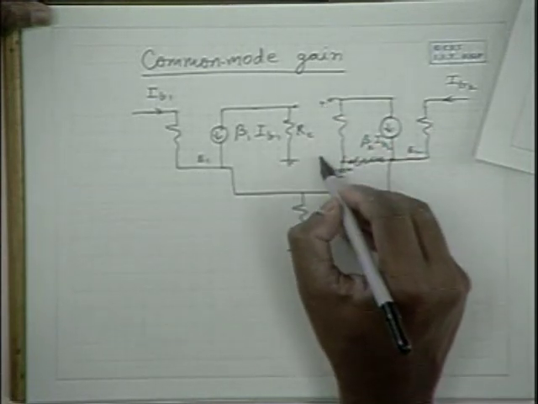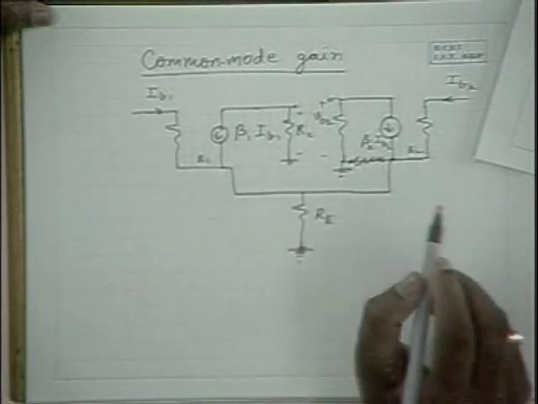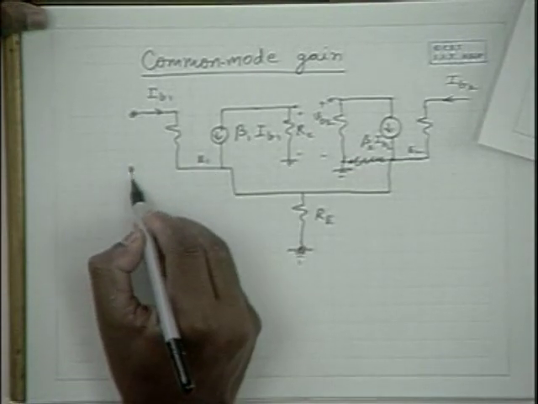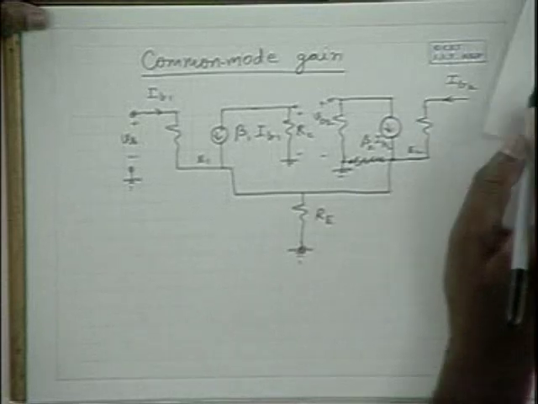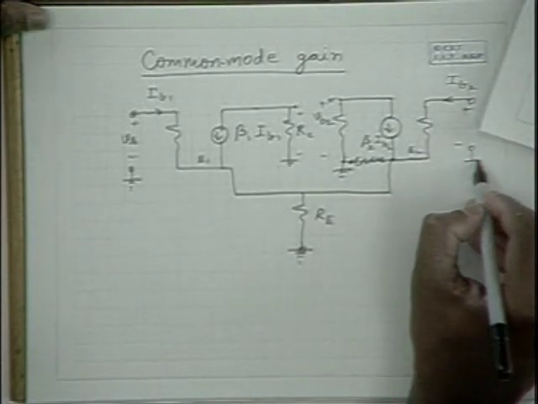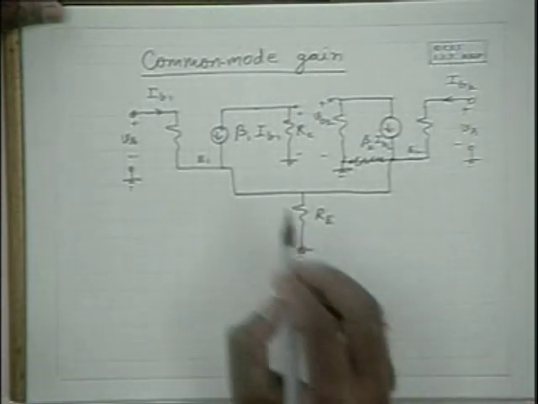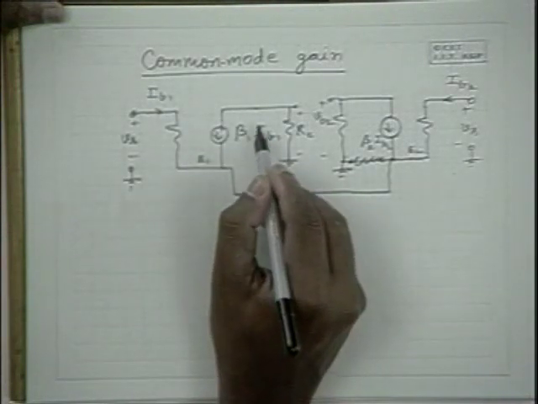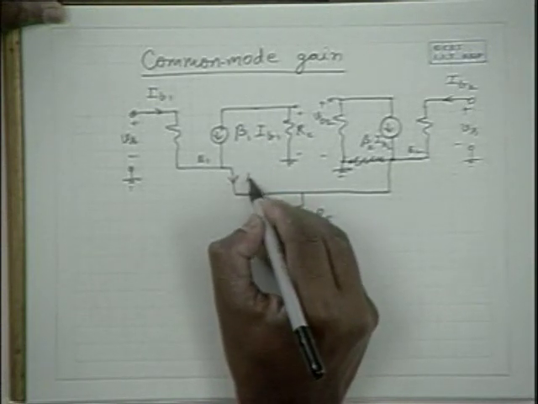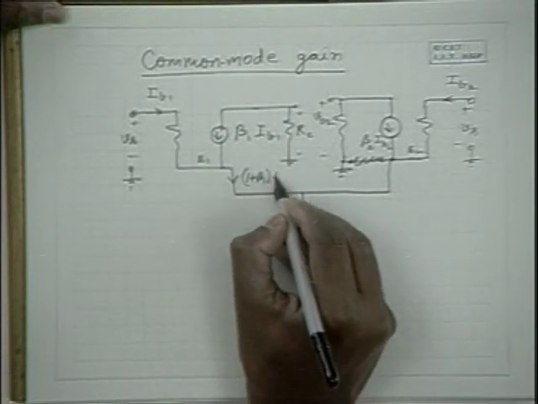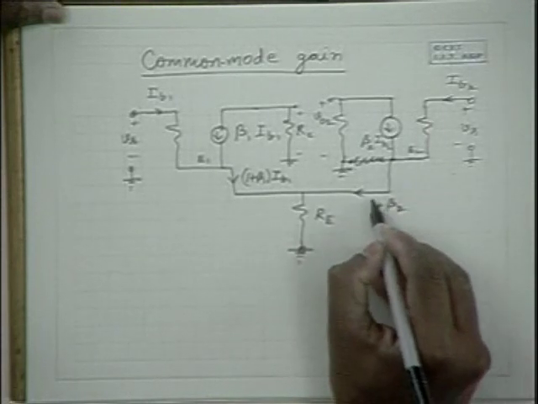So this is the output point VO2, and this is the output point VO1, and here we apply Vs, and here also we apply Vs. And please note that with this one being IB1 and this one being beta 1 IB1, what flows through this is 1 plus beta 1 into IB1, and similarly here it is 1 plus beta 2 into IB2.